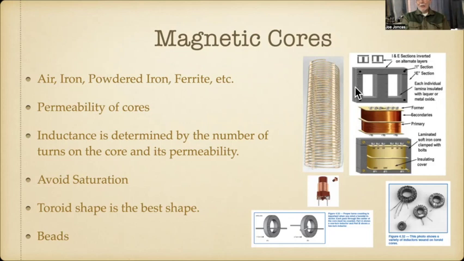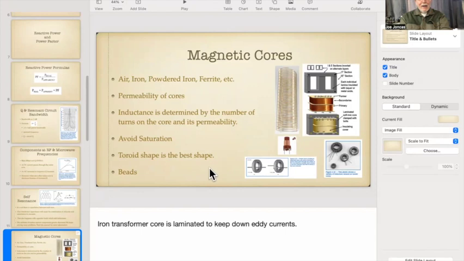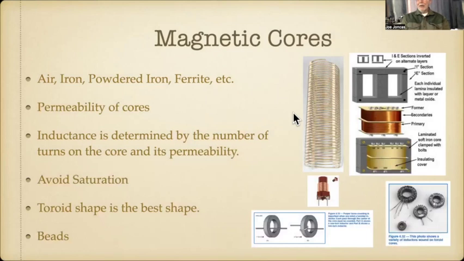These cores are, if you look at this one, here's an E on the bottom with a bar on the top. Here's an E on the top with the bar on the bottom. Excuse me just a second. The iron transformer core is laminated to keep down eddy currents. I was trying to remember that from heart and I couldn't remember it.